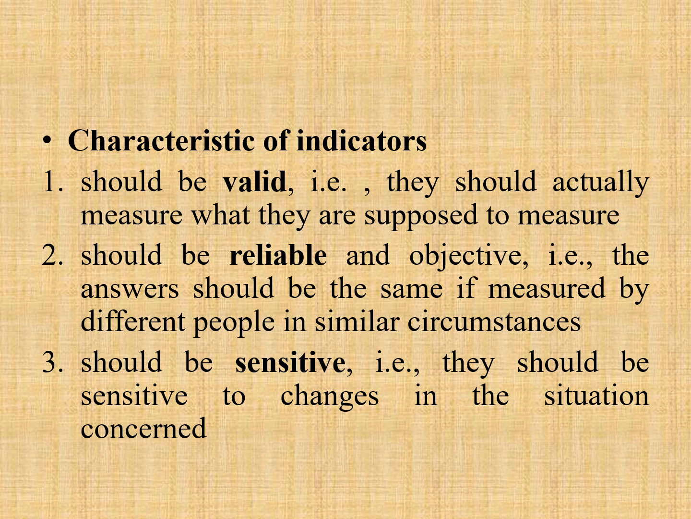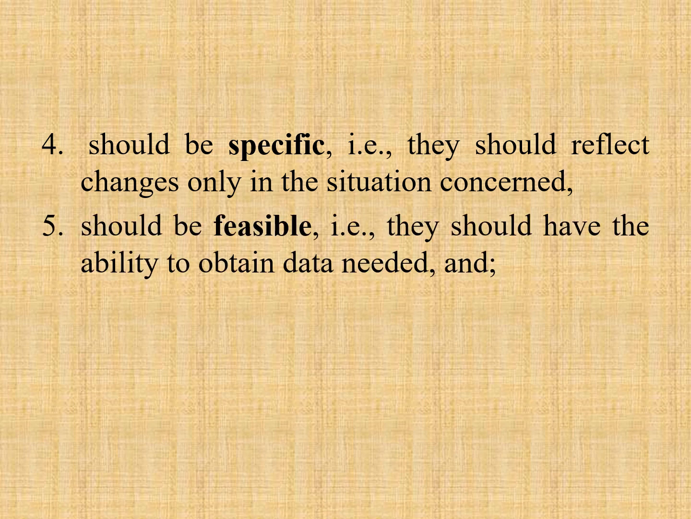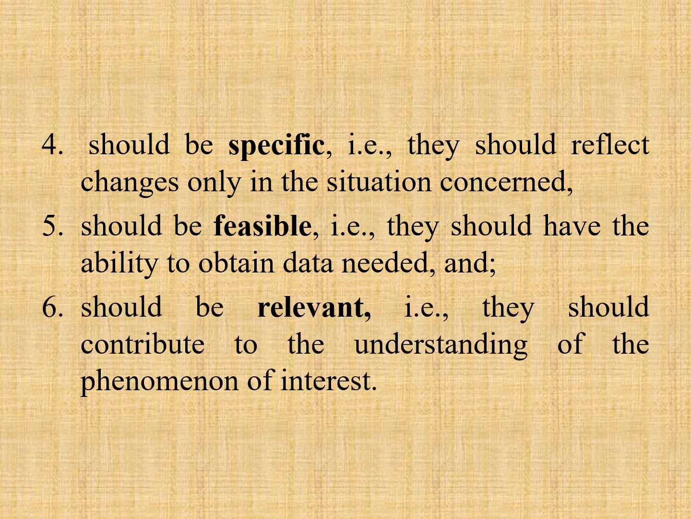The health indicator should be sensitive. That means it should be sensitive to changes in the situation concerned. The fourth characteristic is that it should be specific. That is, it should reflect changes only in the situation concerned. The fifth characteristic is that it should be feasible. That means there should be the ability to obtain the data needed. And the last characteristic is that it should be relevant. That means it should contribute to the understanding of the phenomenon of interest.